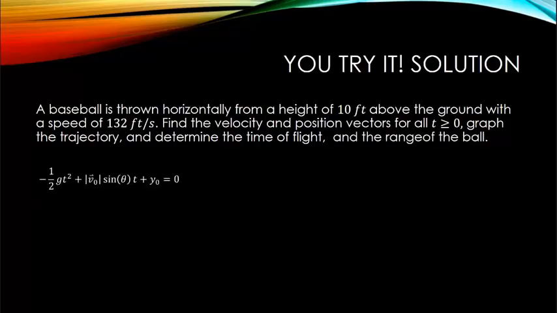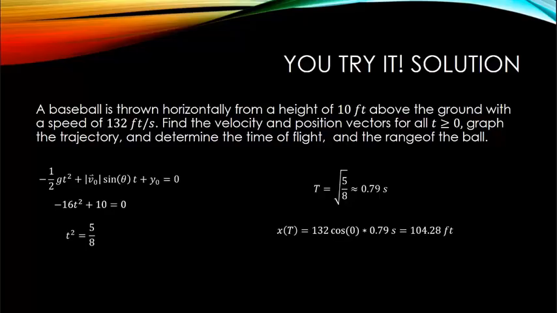Now I need to find the time of flight and the range of the ball. I'm going to use the y component of my position vector and set it to 0 to find the time of flight, using negative 1/2 gt squared plus the magnitude of the initial velocity times the sine of theta times t plus y naught is equal to 0. My sine of theta is sine of 0, so that my middle term goes away, and I get negative 16t squared plus 10 is equal to 0. This gives me t squared is equal to 5/8, and the total time of flight, capital T, is given by the square root of 5/8, which is approximately 0.79 seconds.